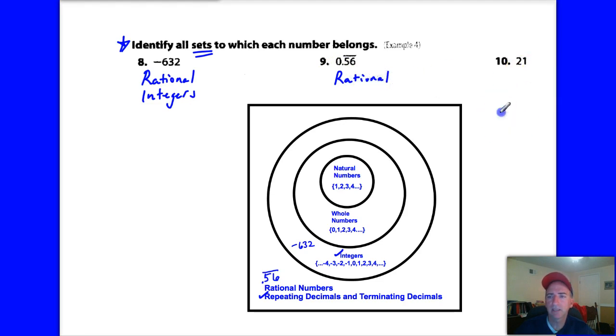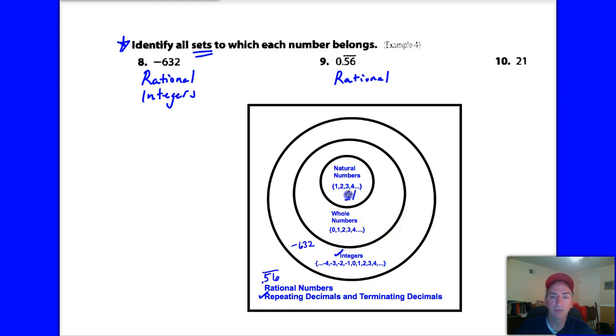And let's do number 10 here, and we will be all done. 21. Okay, does 21 count as rational? You can always start on the outside, work your way in as far as you can. It is rational because it terminates. Okay? Is it an integer? Yes, this would eventually go to 21: 1, 2, 3, 4, 5, 6, 7, 8, 9, 21. How about whole numbers? 0, 1, 2, 3, 4. It would become a whole number, so it is a whole number.